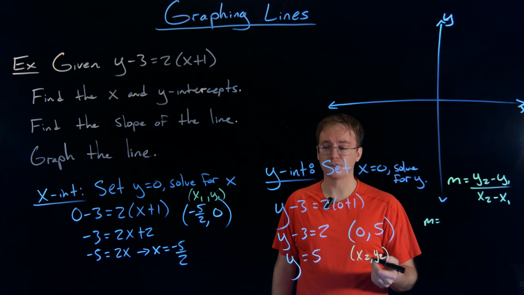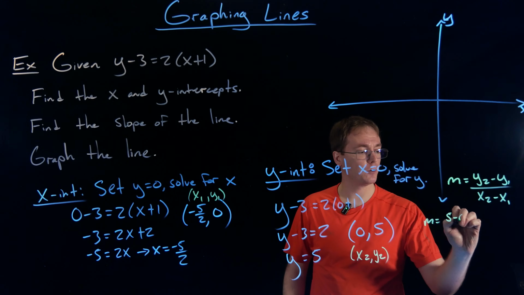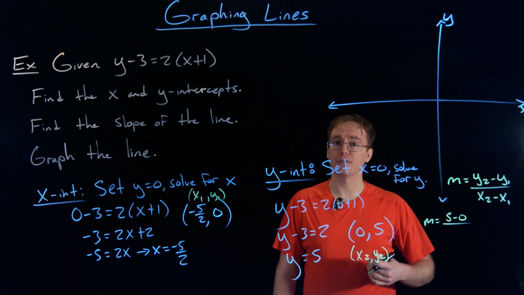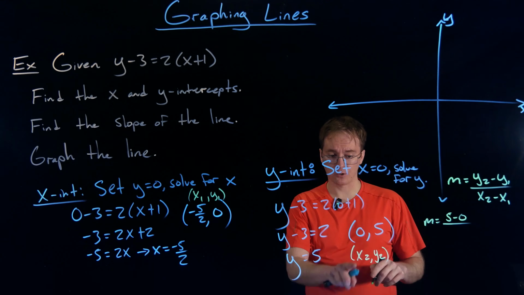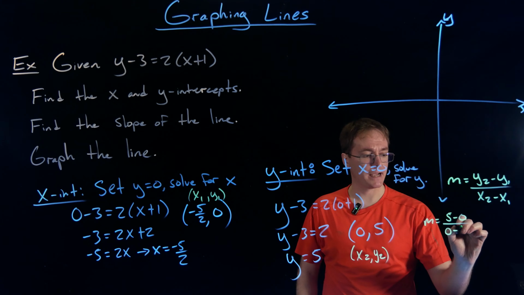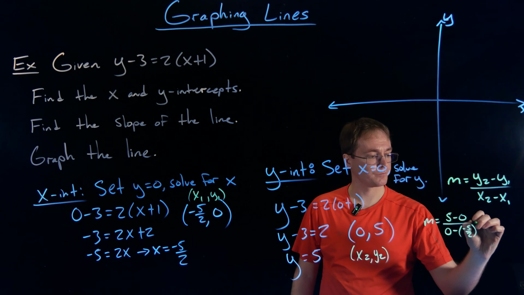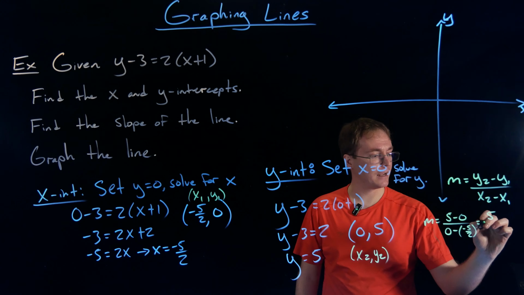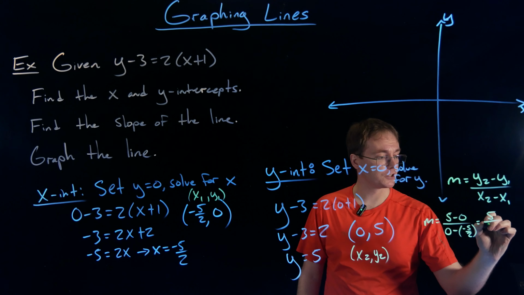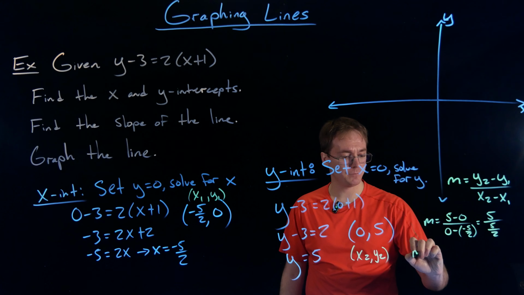Okay, so then what is y2 minus y1 going to look like? Well, that's going to look like 5 minus 0. That's our numerator, and it represents the change in y. In our denominator, we have to have the change in x, and that's going to look like 0 minus negative 5 halves. Okay, so our slope formula is going to simplify to 5 divided by, that double negative is going to turn that into a positive 5 halves. And so now we have a complex fraction.